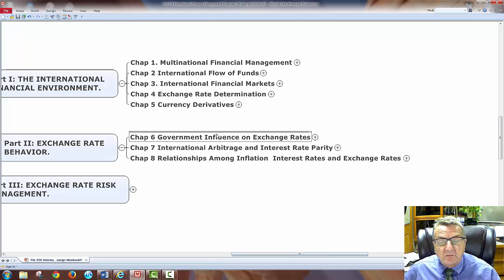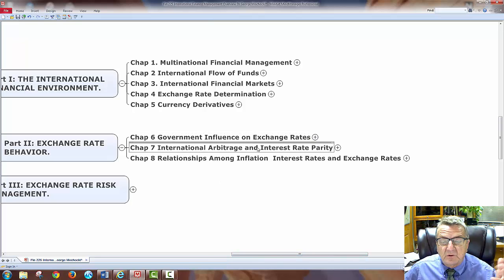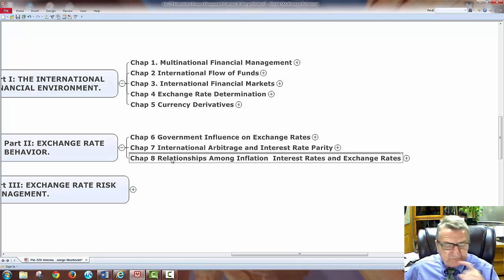This one we're going to talk about government influence on exchange rates, chapter 7, international arbitrage, and interest rate parity. One is when I buy it and how do I compare it to the cost of economic goods, and we'll do good. Right? Just pick it up. Remember, it's a concept that's utilized more in international finance. You'll do fine. So let's do chapter 8.